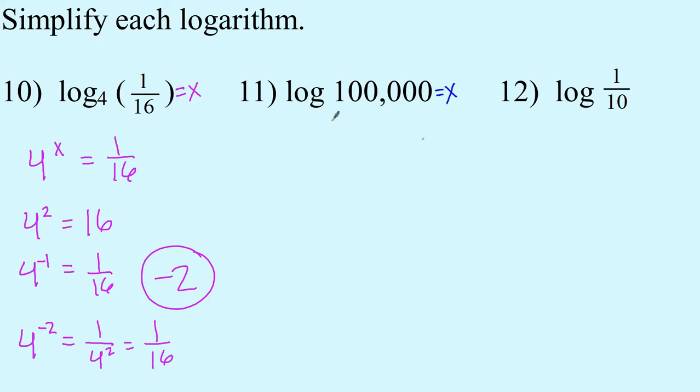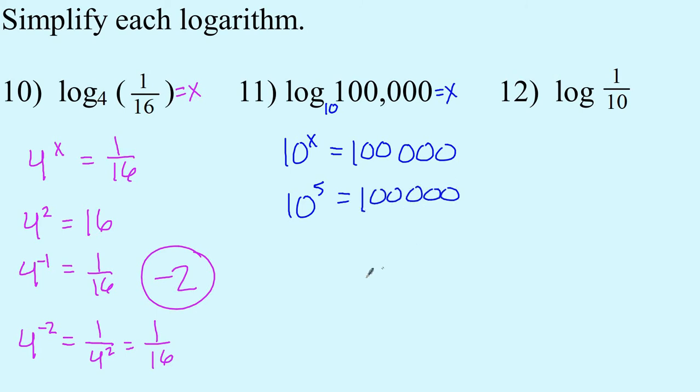All right, this one, let it equal x. There's no base, but we know it's 10. So 10 to the what equals 100,000? Well, hopefully we know that's just how many zeros you have to count. So that's just 10 to the 5th. So x is 5.